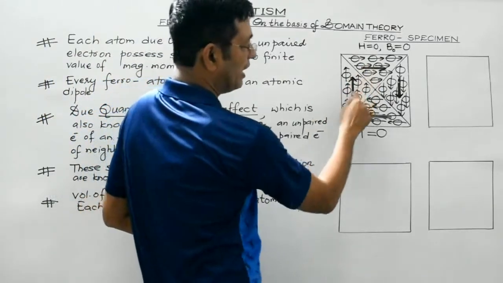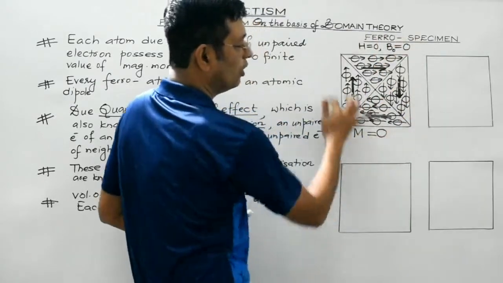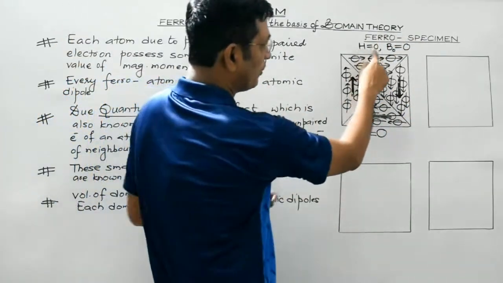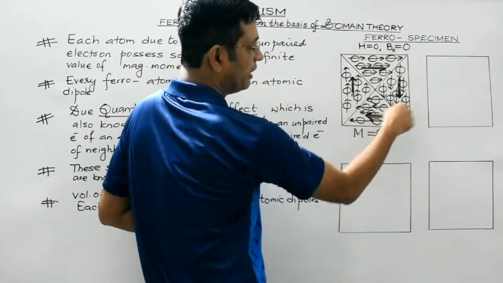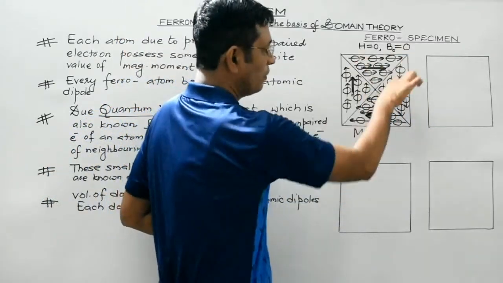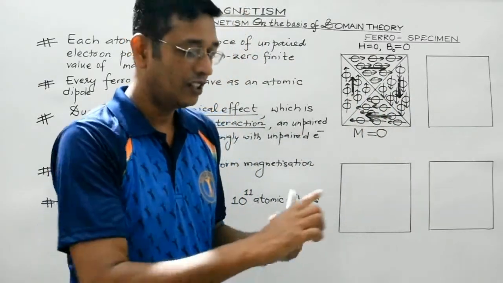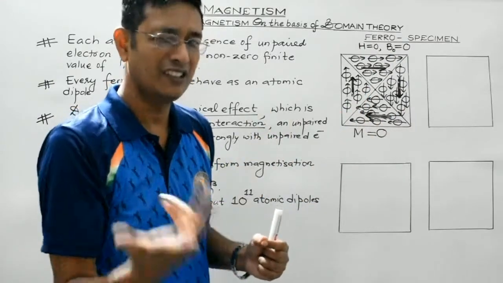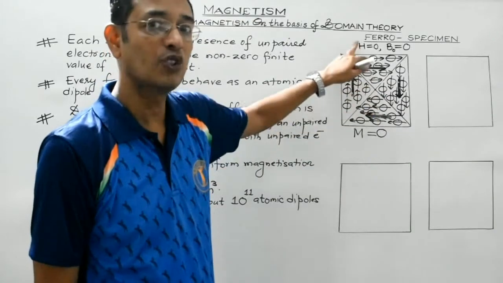So every domain has got some magnetic moment, but if you talk about the ferromagnetic specimen as a whole, the net magnetic moment would be 0, because in the absence of any external magnetic intensity or external magnetic field, these magnetic moments of the domains are randomly oriented. So these magnetic moments can be used to represent the sides of a polygon all taken in the same order. So the vector sum would be 0.